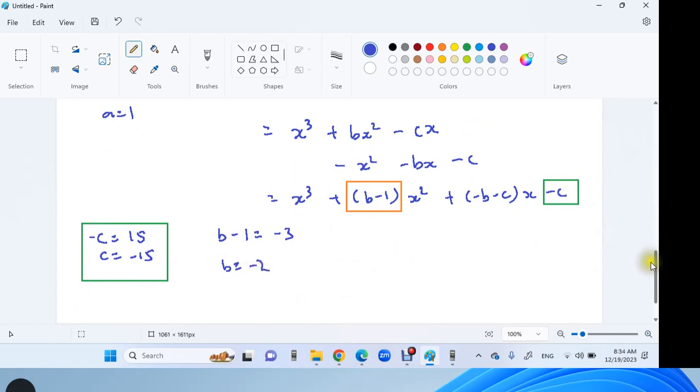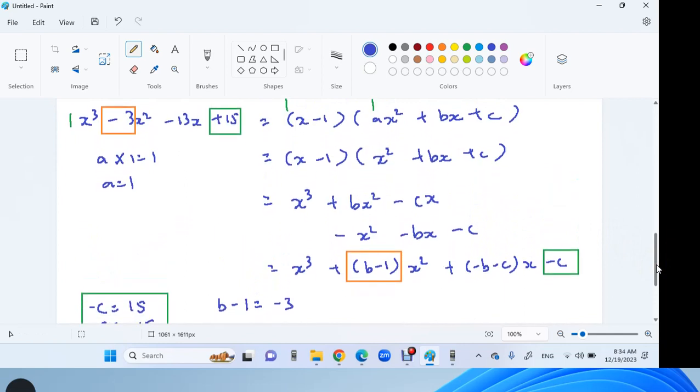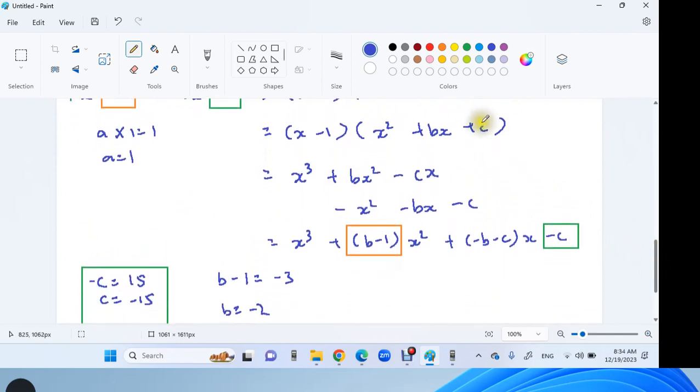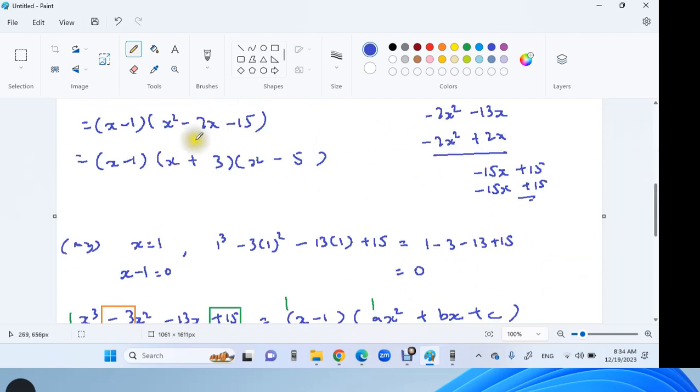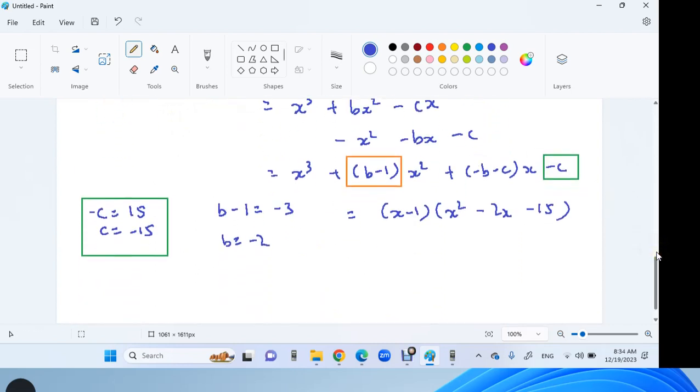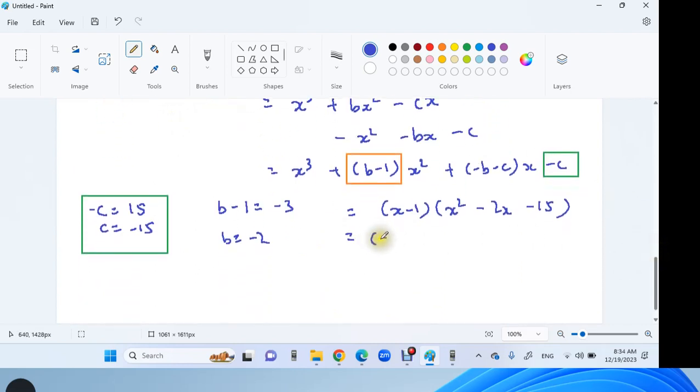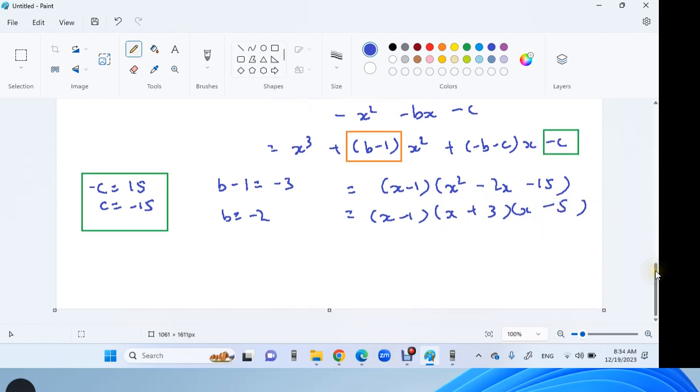Since we have this, then this one will become x minus 1, x squared minus 2x minus 15. You can see this one, if you do long division, x squared minus 2x minus 15, they are also the same. Then this one we can do the factorization here. So we have x minus 5 and x plus 3. That's all.